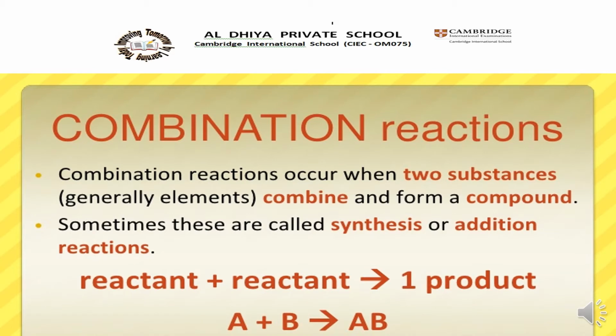Combination reactions. Combination reactions occur when two substances combine and form a compound. Sometimes these are called the synthesis or the addition reactions. Combination reaction means when two reactants combine to form one product only. That means A is a reactant, B is another reactant. When A and B combine together to form AB, that is a product.